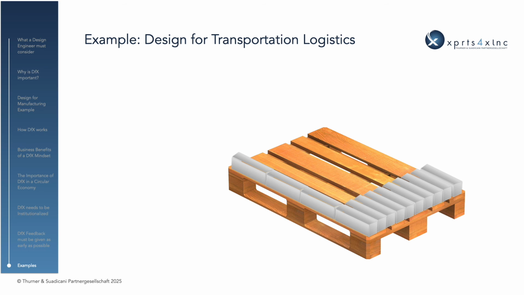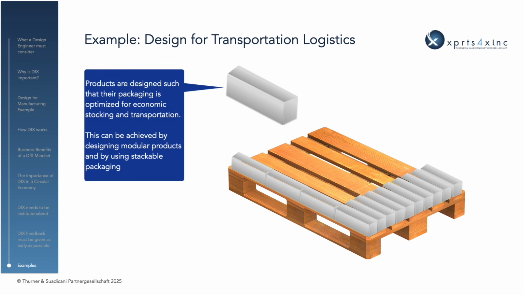Example 3, Design for Transportation Logistics. In this example, a product is designed in such a way that it is optimally suited for storage and transportation, designed from the outside, so to speak, to optimize logistical processes. In this example, the packaging was chosen to maximize the number of units that can be placed on a pallet. However, this requires that the product itself has been designed accordingly. Although such approaches are not always feasible, they should be considered and implemented if possible for products with a high logistics focus.